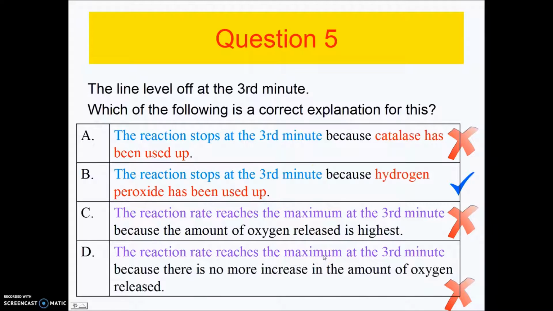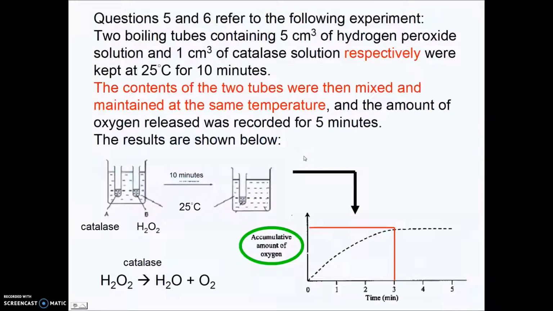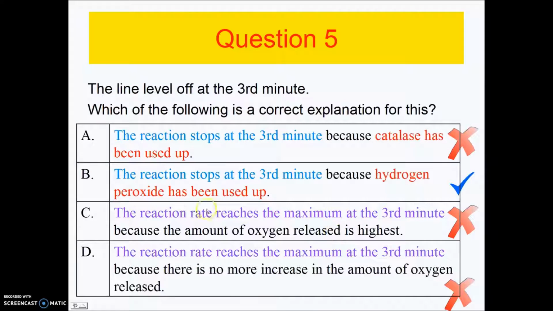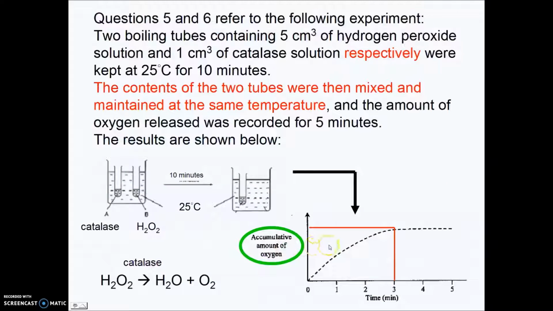So probably we have two pairs of answers, A, B, and C, D. The case is that A and B seem to be correct because of the first sentence, the reaction stops at the 3rd minute. But no, Mr. Leung, you have just said that the accumulative amount just reached the maximum level.